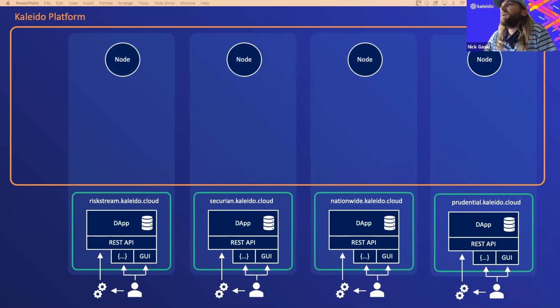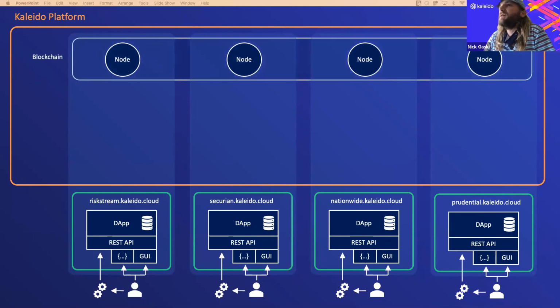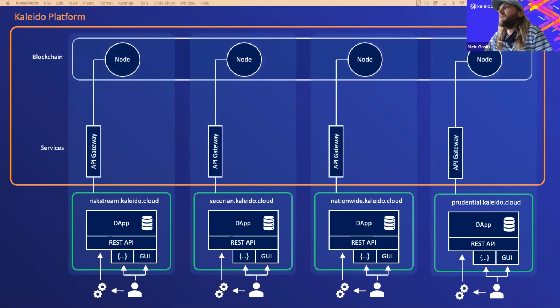So everyone gets a Kaleido node, a Quorum IBFT node. Again, that's its own dedicated infrastructure, and that's your blockchain right there, right? Those are all going to peer with each other. That's the consensus algorithm. That's where the transactions and the ledger are maintained.